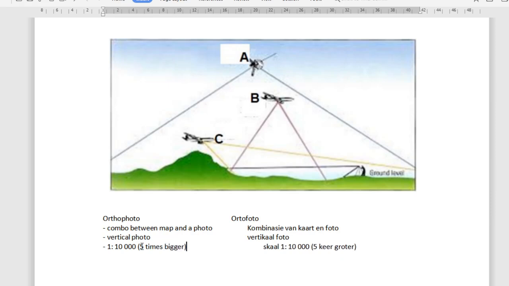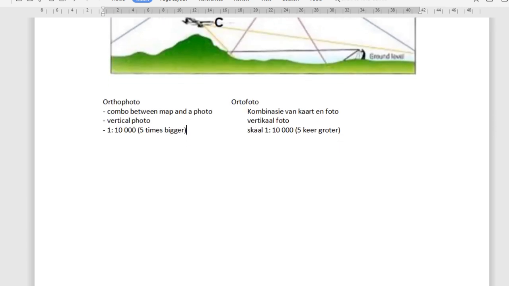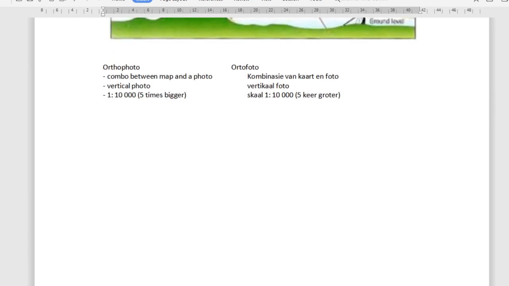Okay, don't get confused. If the number gets smaller, it means it's more detail. It's closer. So just because the number is smaller doesn't mean the map is smaller. It means it's actually bigger. It's a bigger area. Goed.